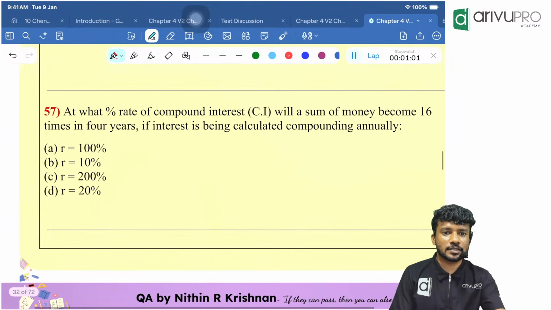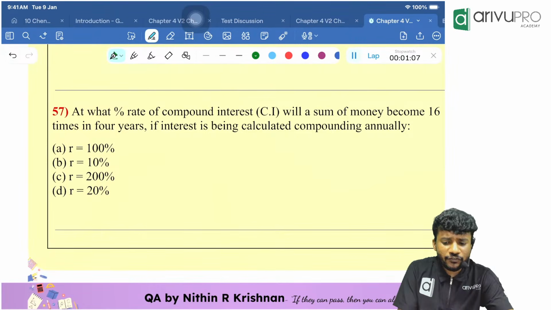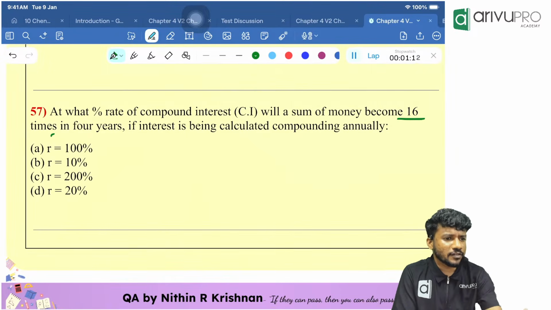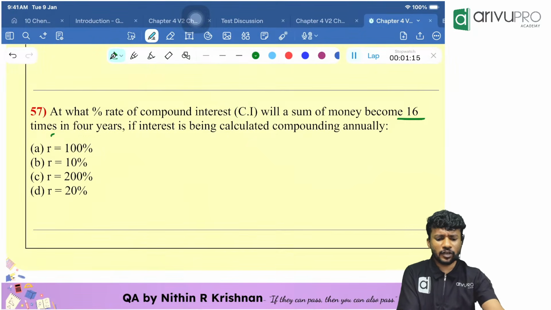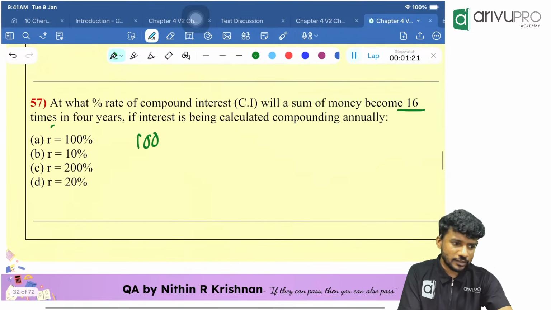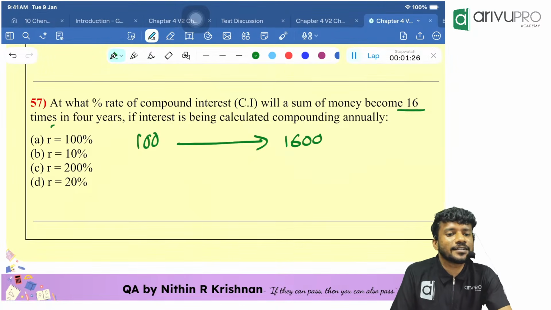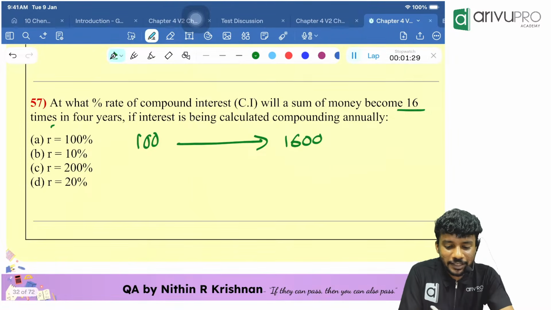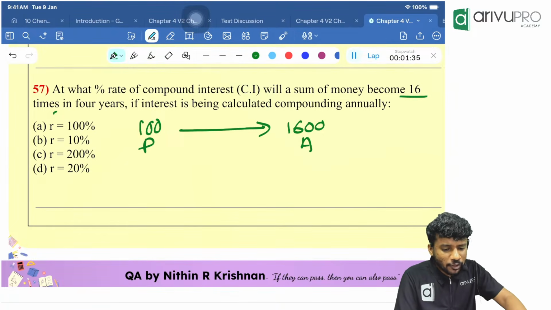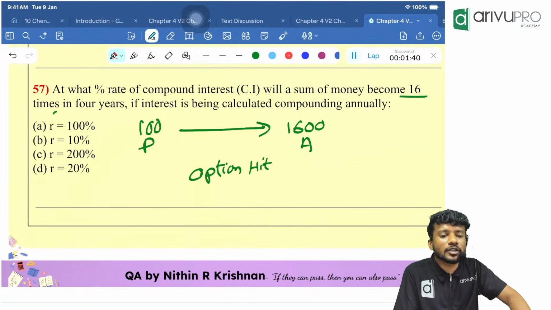Here, people, at what percentage rate of compound interest will a sum of money become 16 times of itself? What do you mean by it will become 16 times of itself? For example, yesterday we assumed 100, right? 100 becoming 16 times of itself means it should become 1600. If 100 is my principal, 1600 should be my amount. Now people, we are going to option hit, option by option, to check which option gives me my answer.